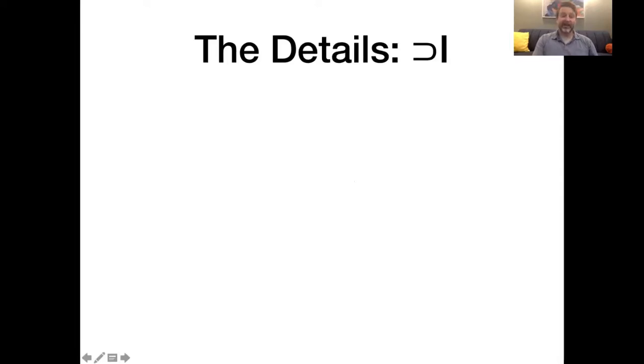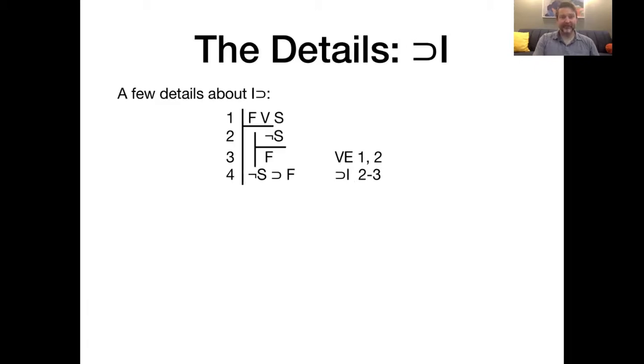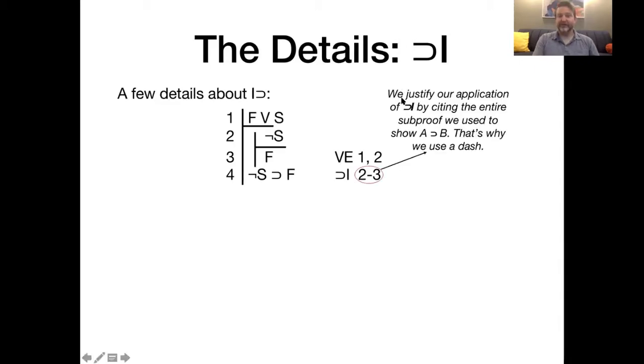All right, so let's look now at the details of this reasoning, at the conditional introduction reasoning. So we're going to see how we would represent this rule in a formal way. Right? Well, notice, again, we justify our application of conditional I by citing the entire subproof, right? So that's why we use a dash. Notice when we cited disjunction elimination here, we pointed to these two premises. What we said in effect was that if premise 1 was true and assumption 2 was true, then this other thing would follow from that.